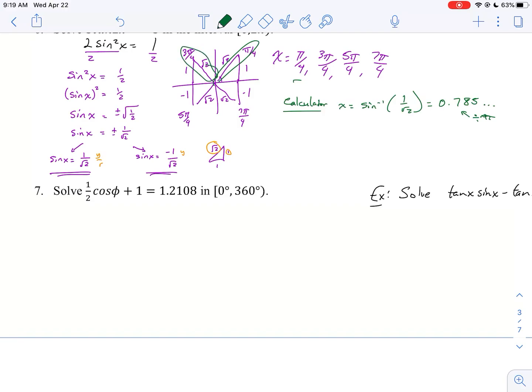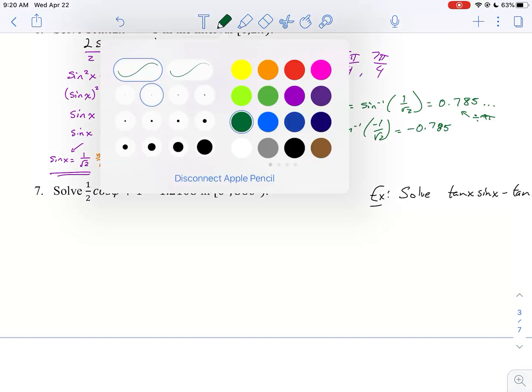You still have to think it through and realize there's another answer over here. Then in your calculator, you're also going to have to put the inverse sine of negative 1 over the square root of 2. It'll give you negative 0.785. You have to realize, okay, I have to go around the positive direction, get that angle, and then also realize that there's a 4th answer here. So, like I said, if you know your 45, 45, 90 triangles, it's a lot easier just to think it through that way, but you can get it with a calculator too.